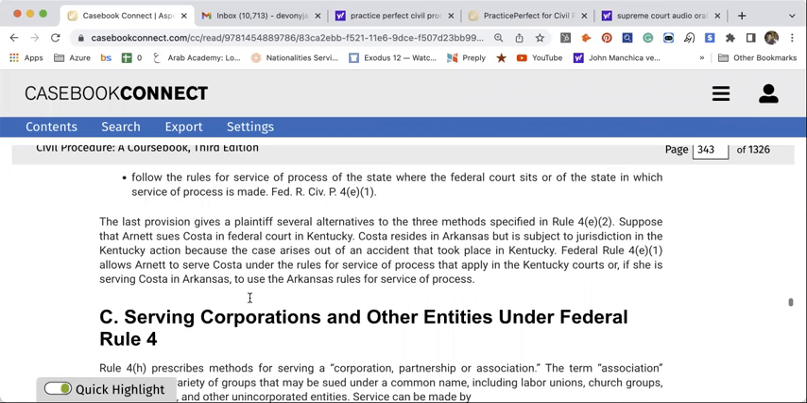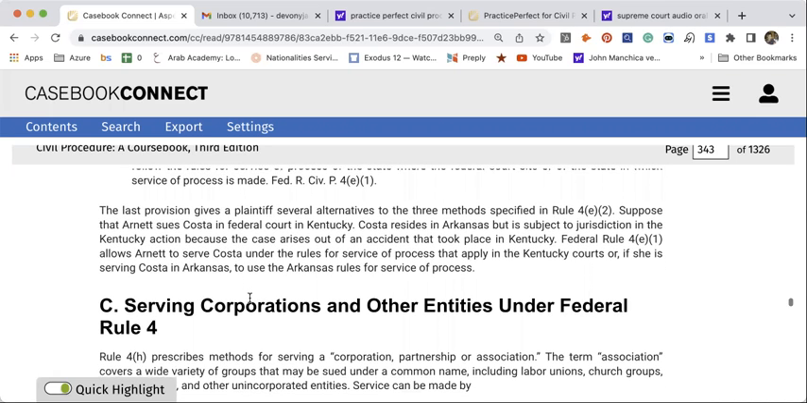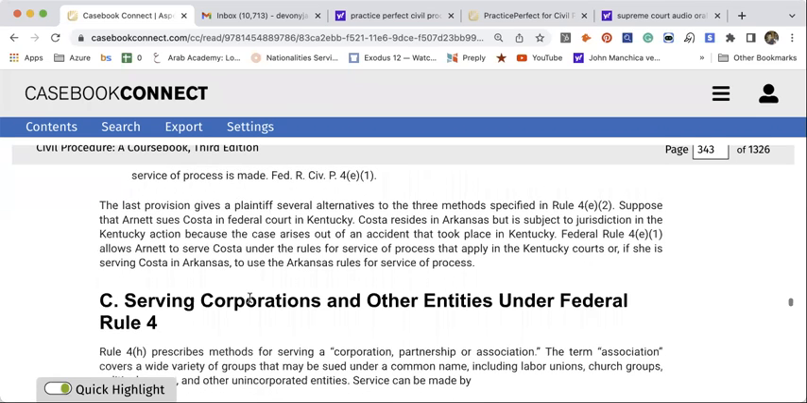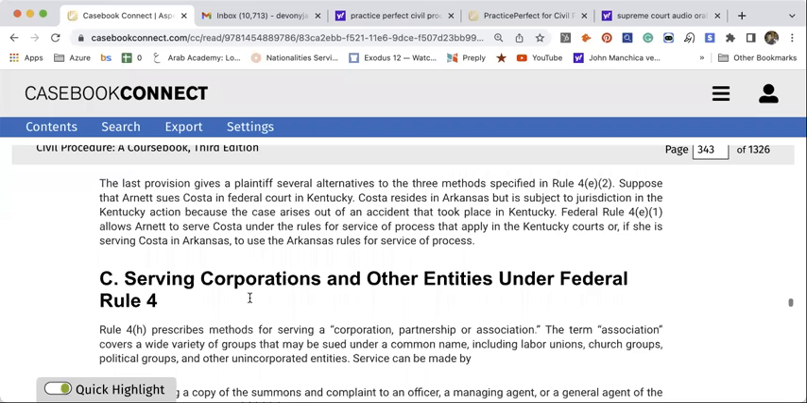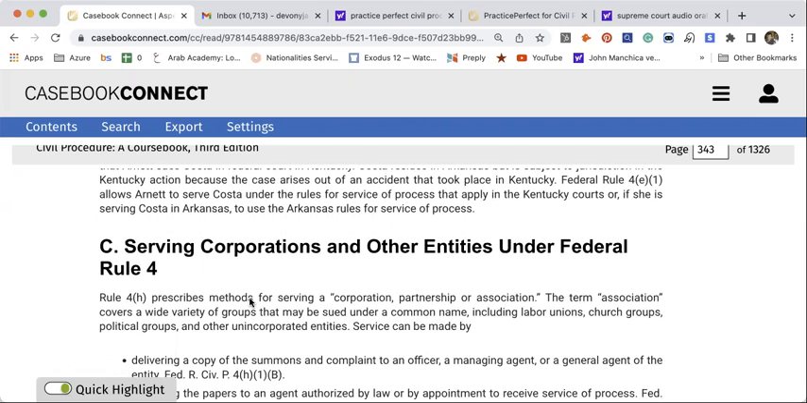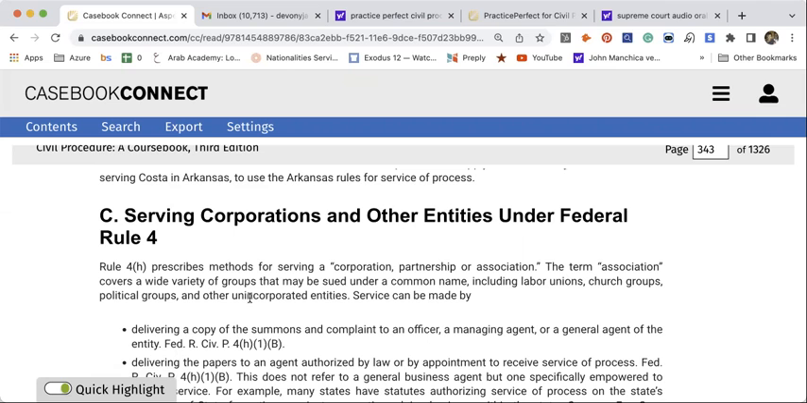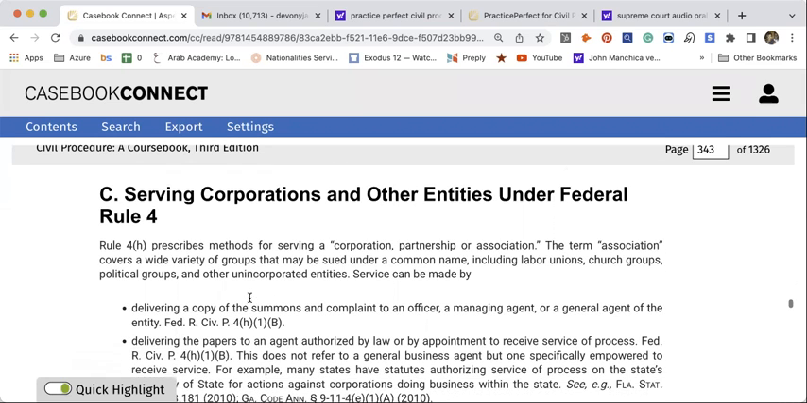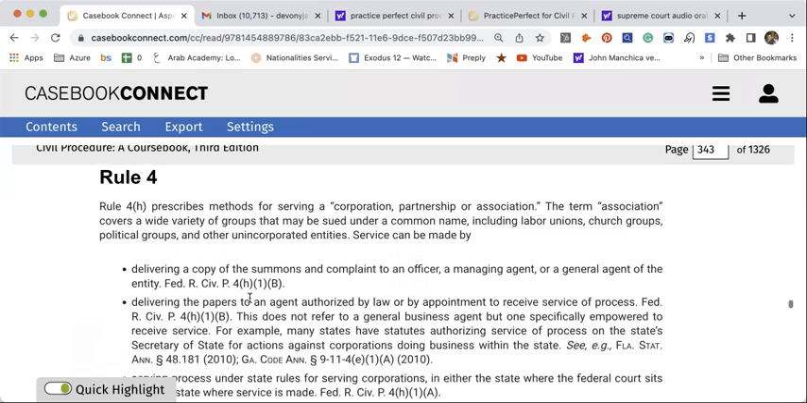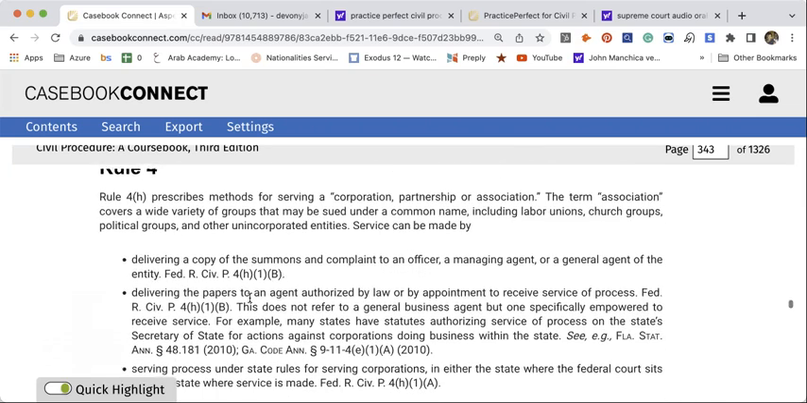Suppose that Arnett sues Costa in federal court in Kentucky. Costa resides in Arkansas but is subject to jurisdiction in the Kentucky action because the case arises out of an accident that took place in Kentucky. Federal Rule 4(e)(1) allows Arnett to serve Costa under the rules of service of process that apply in the Kentucky courts, or, if she is serving Costa in Arkansas, to use the Arkansas rules of service of process.